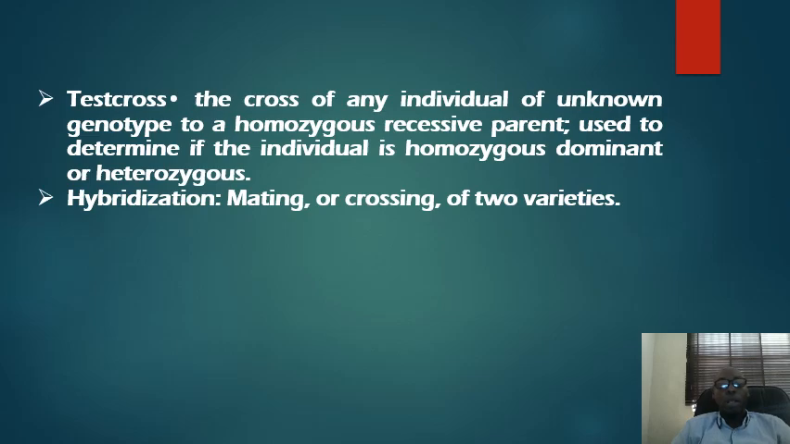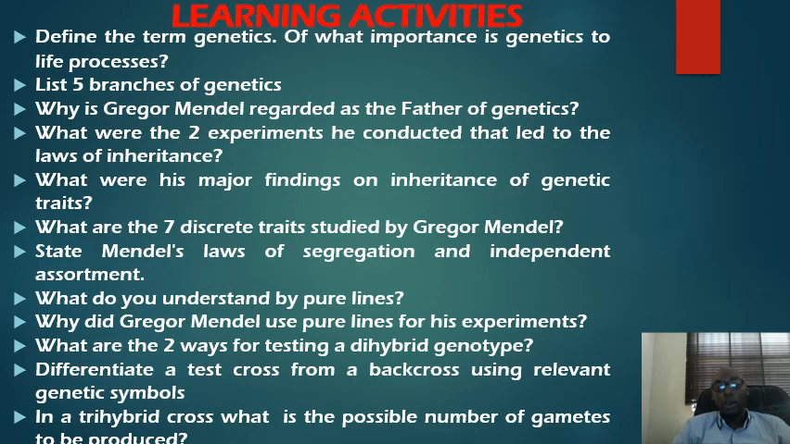And hybridization is a mating or crossing of two varieties. These varieties have contrasting characters, as in the case of the experiment of Mendel. I believe that at the end of this lecture, you have learned a lot about the foundation of genetics and also the works of Gregor Mendel.